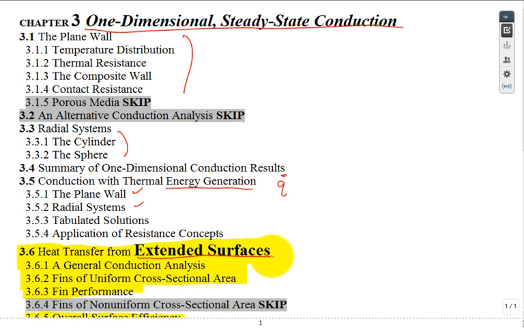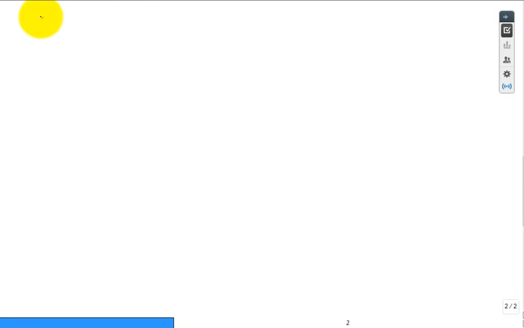First time you see this, you say, what is that? Well, it's fins, fins, fins. That's what it is. So we want to talk about getting the fin equation for heat transfer.